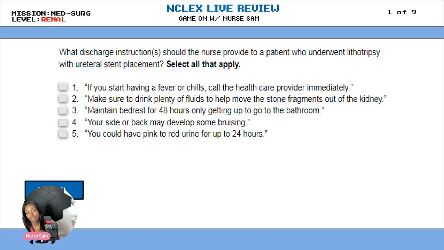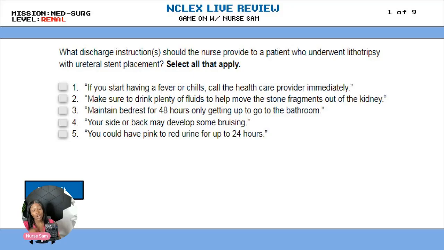One says, if you start having a fever or chills, call the healthcare provider immediately. 2, make sure to drink plenty of fluids to help move the stone fragments out of the kidney. 3, maintain bed rest for 48 hours, only getting up to go to the bathroom. 4, your side or back may develop some bruising. Or 5, you could have pink to red urine for up to 24 hours.